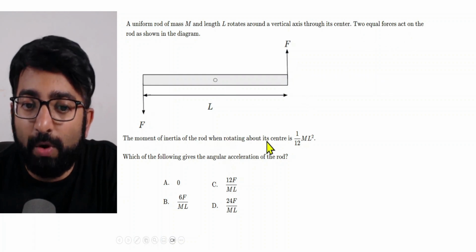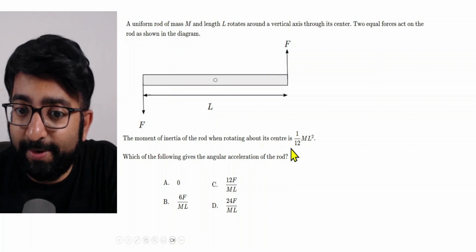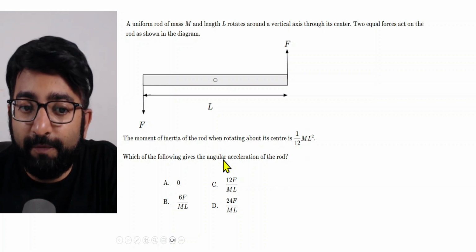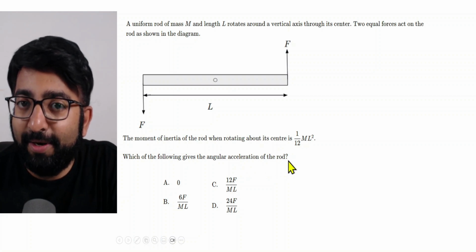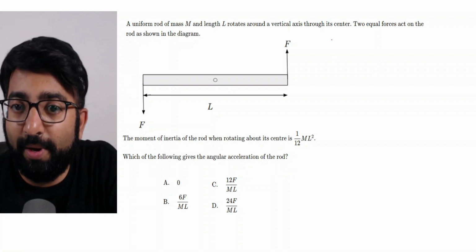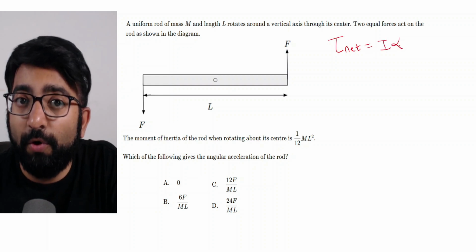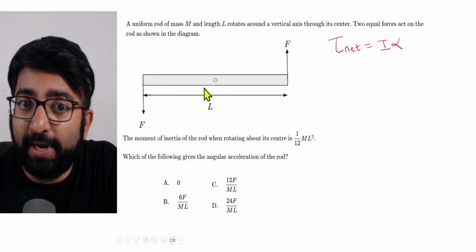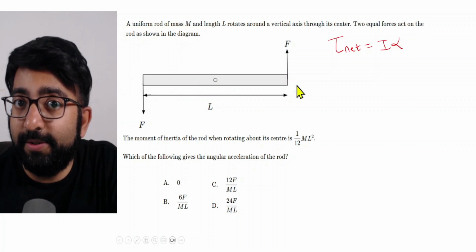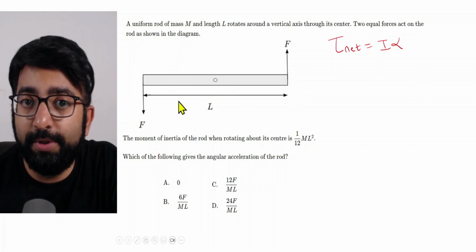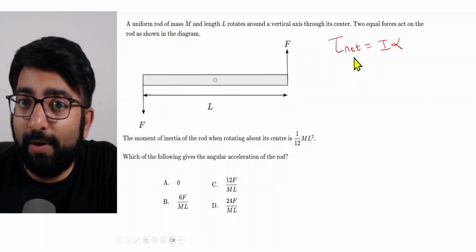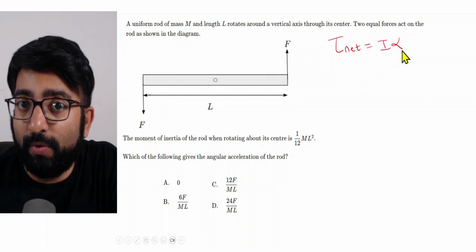The moment of inertia of the rod when rotating about the center is given as ml square by 12. We need to figure out the angular acceleration. To do that, we are going to use the formula torque net is equal to I into alpha. Since the rod is hinged at a point, only rotation is going to happen, no linear motion. That is why we are only going to apply torque net is equal to I alpha.